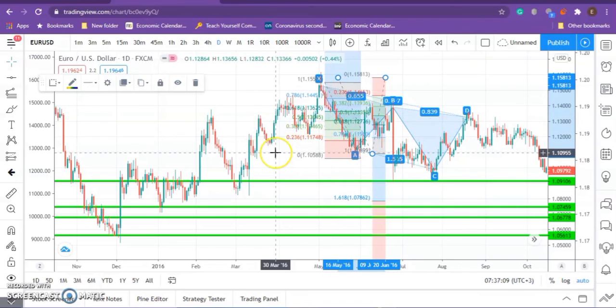So those are actually the basics of using the harmonics pattern, the XABCD pattern.